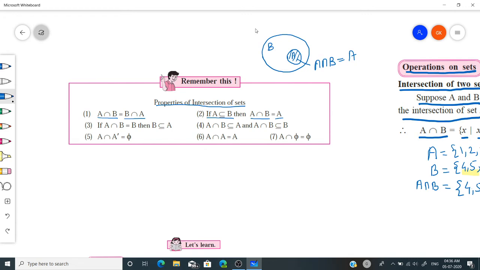Third property is in this way. If A intersection B is equal to B, then B is subset of A.